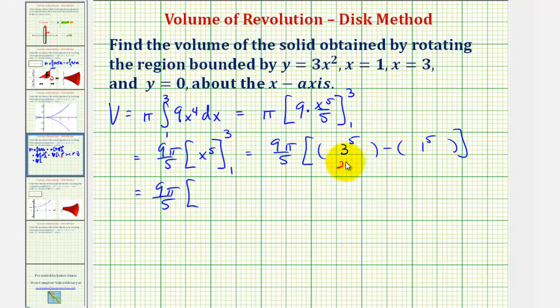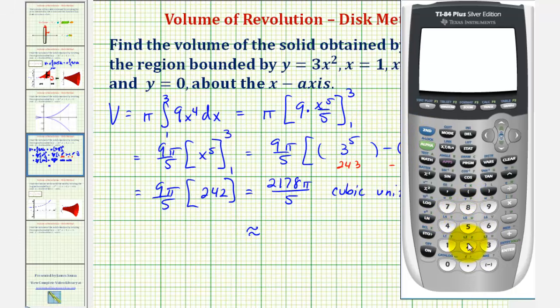Well, 3 to the fifth is 243, 1 to the fifth is 1, so this gives us 242. 9 pi over 5 times 242 is equal to 2,178 pi divided by 5, which would be the volume of the solid. So this would be cubic units. Let's also get a decimal approximation though. This will be approximately 1,368.478 cubic units.